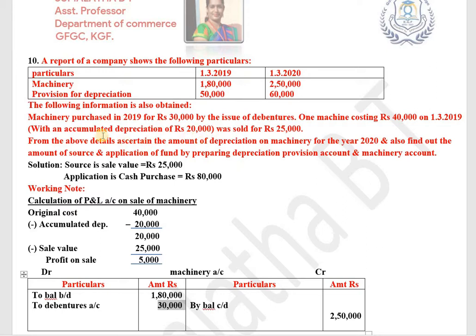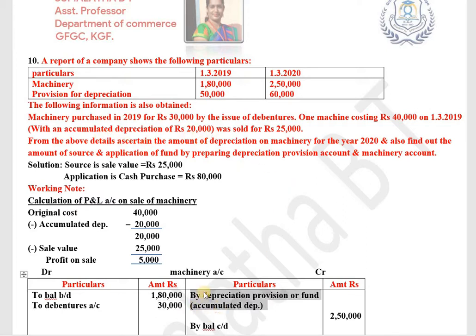30,000. Now accumulated depreciation also is being given. Record that by depreciation provision or by depreciation fund account, that is accumulated depreciation. How much? 20,000. Done with that. So once you are done with depreciation, next what is happening? It is been sold. As they have not mentioned cash, we take by bank account. That is the sale of the machinery.